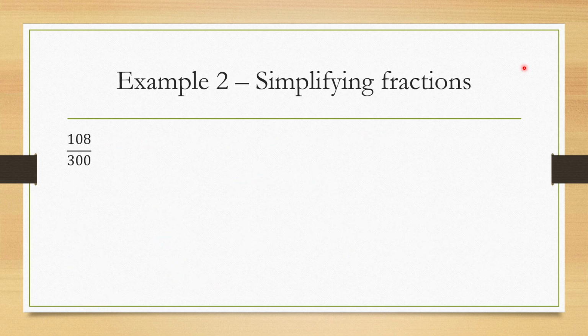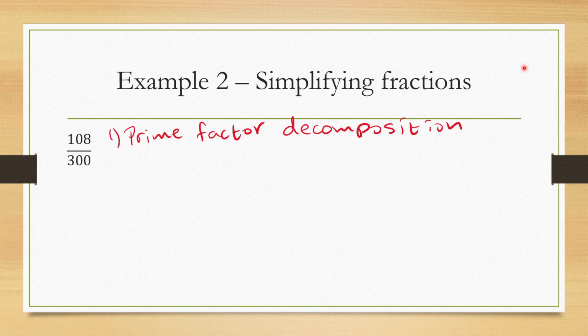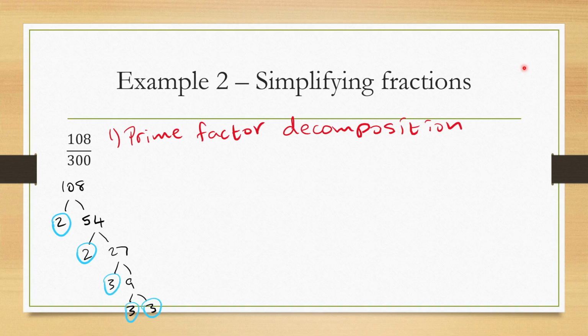Now let's move on to the second example, simplifying fractions. Same as before, we're going to start off with the prime factor decomposition. Let's start off with 108. So I'm going to break it down into 2 and 54. I'm going to break down the 54 into 2 and 27. Break the 27 down into 3 and 9. Break the 9 down into 3 and 3. These are all the prime numbers, so I put a circle around each and every one of them.